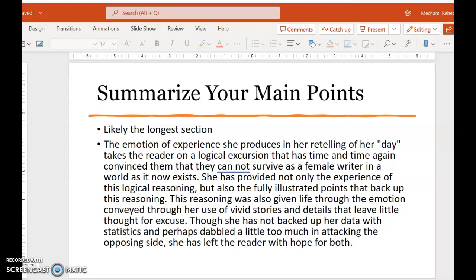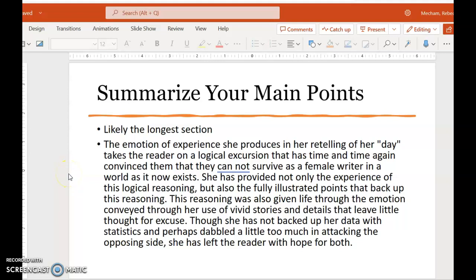So this is an example of what I did. I didn't actually write this paper, so that makes this kind of awkward, but I likely would have talked about the experience of what she did in that book. So this is me kind of trying to summarize these main points that I had, okay? And this is going to be probably your longest section where you summarize all your main points.